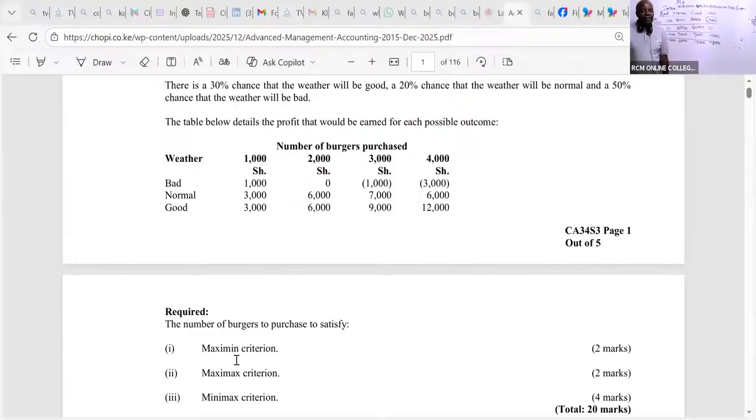Maxi-maxi, yes. Best of best. Already you have the answer. So best of best, that is maxi-maxi. Maxi-maxi is best of best, and you shall always start with best, eh?